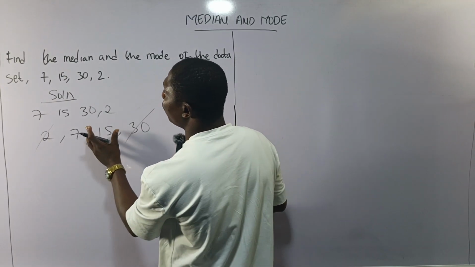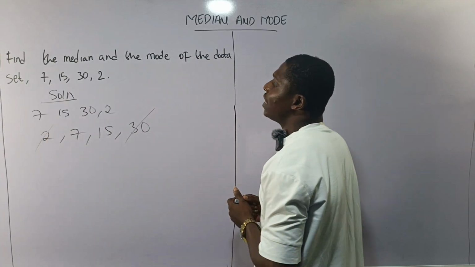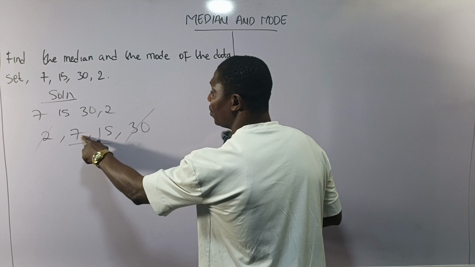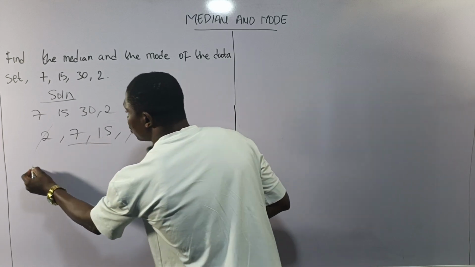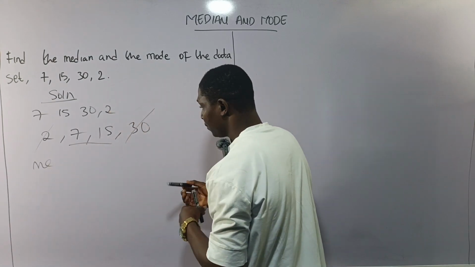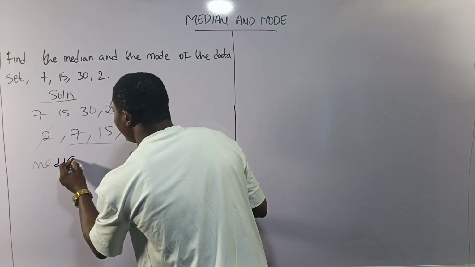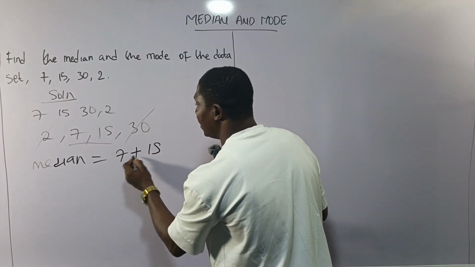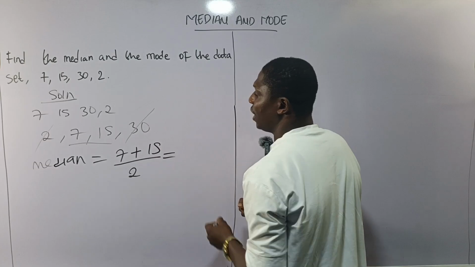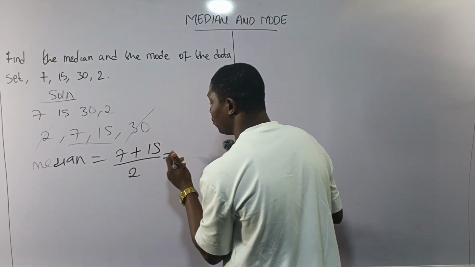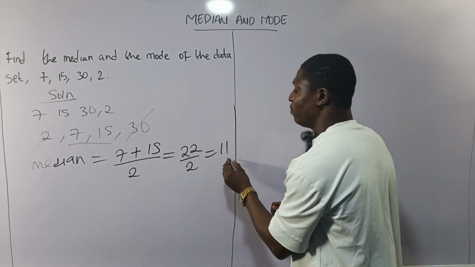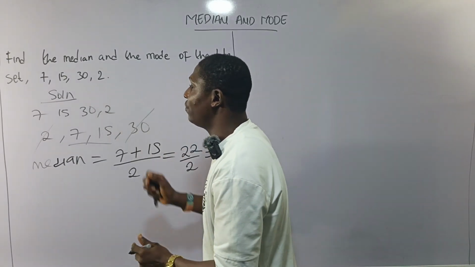So since I have 4 digits, the median is simply the average of the two middle values, which are 7 and 15. So my median will be equal to 7 plus 15 all over 2. And 7 plus 15 gives me 22. So I have 22 divided by 2, which is equal to 11. So my median for this question is 11.